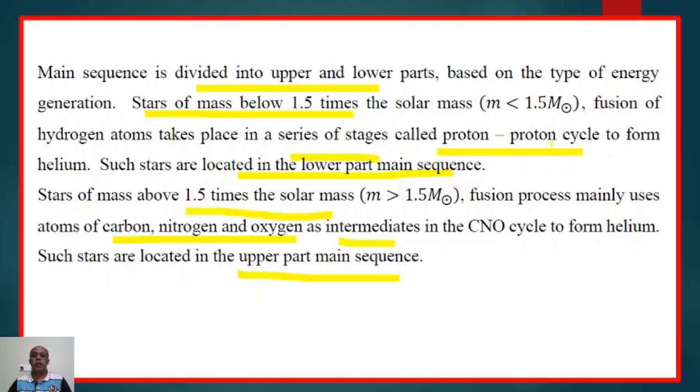Stars in the lower part release energy by the fusion of hydrogen atoms through a cycle called the proton-proton cycle. Whereas stars in the upper part of the main sequence release energy due to the fusion of hydrogen nuclei again, which makes use of carbon, nitrogen, oxygen as intermediates, or release energy through a cycle known as the CNO cycle.